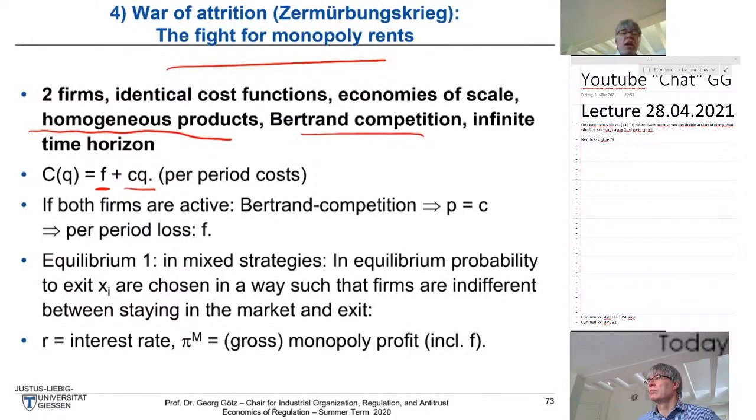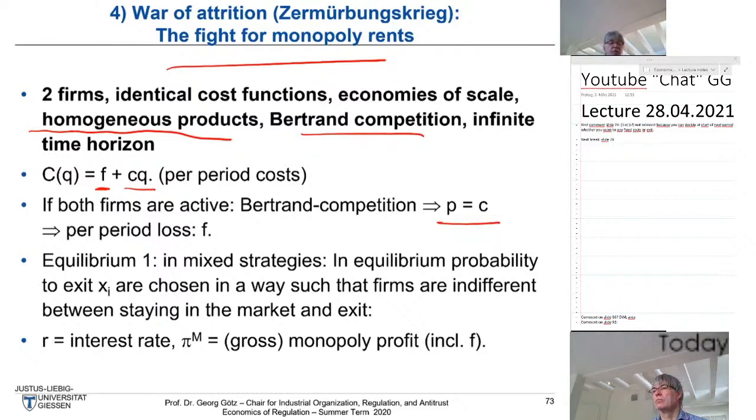Okay, and suppose we have an infinite horizon game, a dynamic game. Then the point is, if both firms are active, it's rather clear that price will be equal to marginal cost, and both firms will make losses, and the losses are just equal to F, the fixed cost. You might think, why are these firms so stupid to enter a market where we know they lose? The point is, if both enter at the same time, the hope is that the other firm, the rival, exits at some time, and then from then on you earn the monopoly profit.